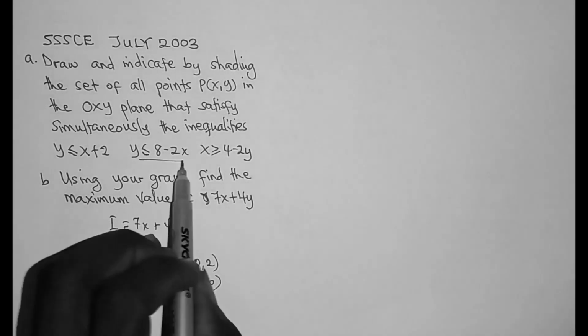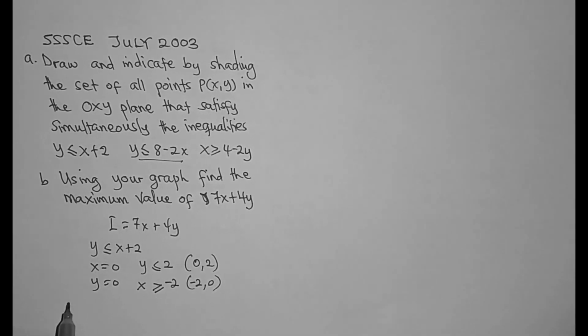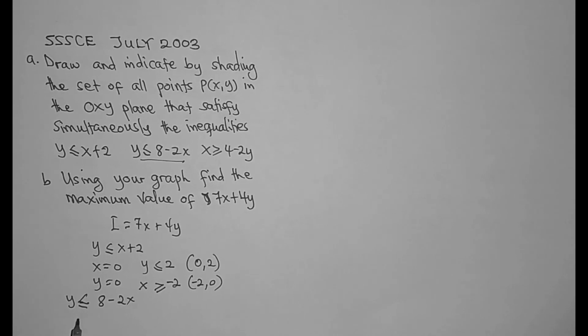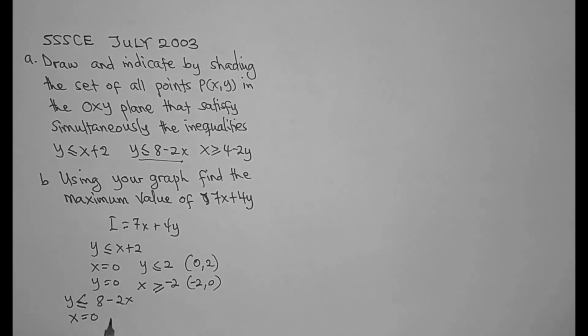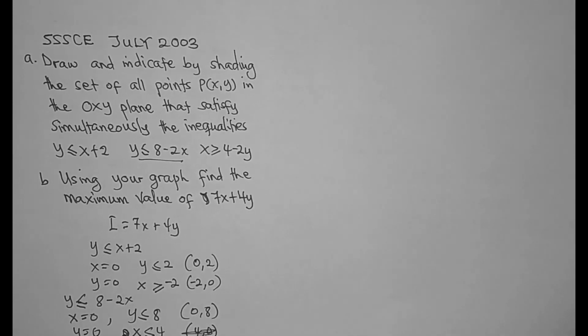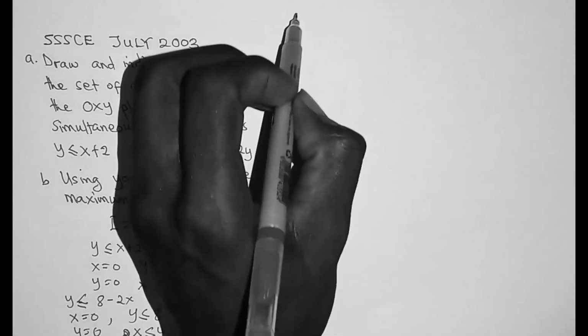Now, let's take constraint 2. That constraint is y is greater than or equal to 8 minus 2x. So let's set x equals 0. See that y is less than or equal to 8. And therefore, we have 0, 8. And let's set y equals 0. You see that 2x is less than or equal to 4. And therefore, we also have the point 4, 0.